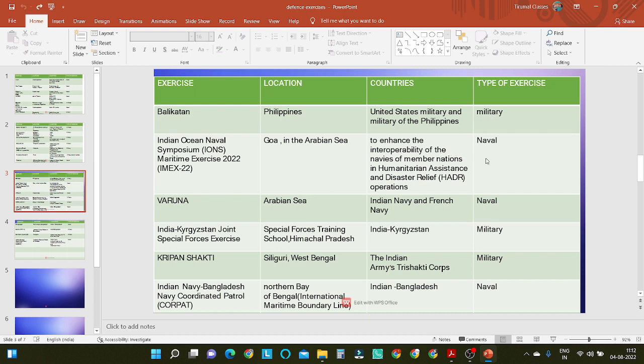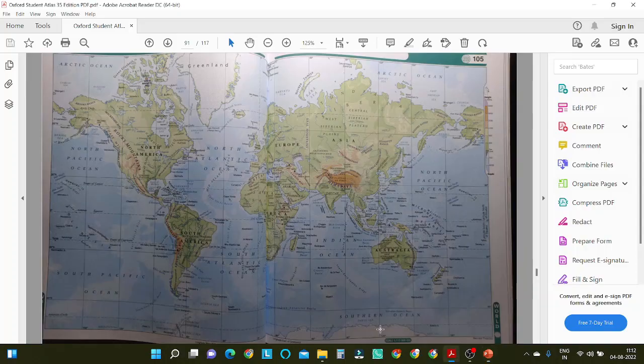The main aim of this exercise is to enhance the interoperability of the navies of member nations in humanitarian assistance and disaster relief operations. So whenever there are disasters like tsunamis or cyclones, we need to relocate and rehabilitate the people in the coastal areas. So this is the exercise taking place in that regard for interoperability, like Coast Guard and Navy. These two should work hand in hand. So it is the exercise with that motto.